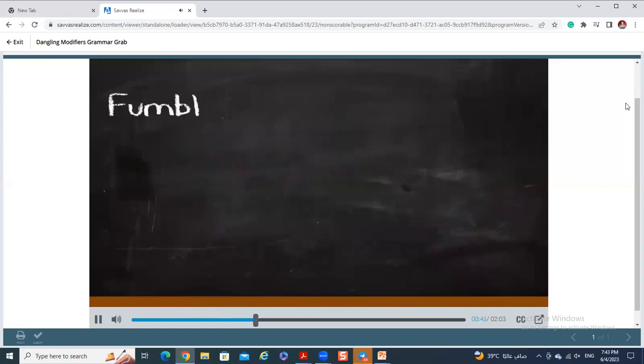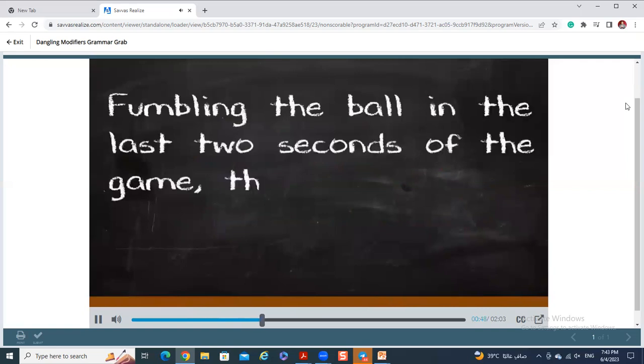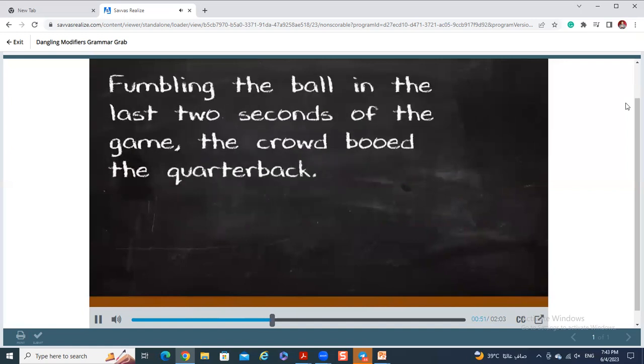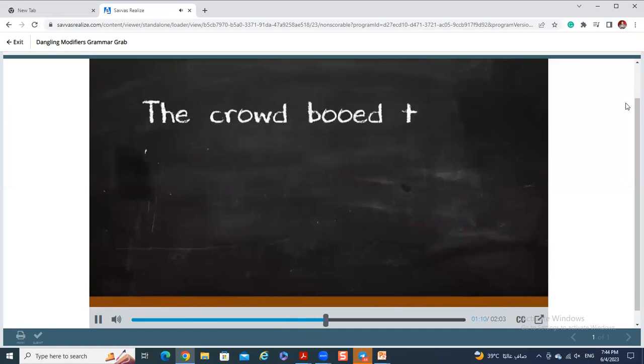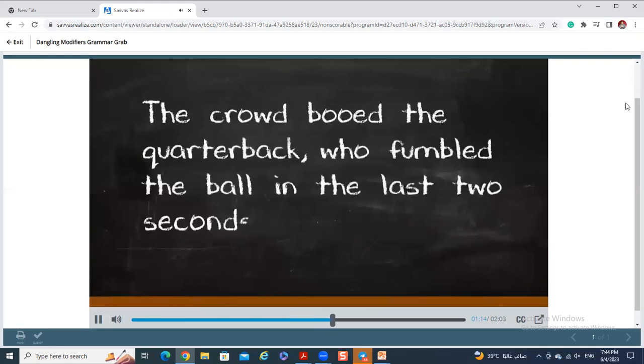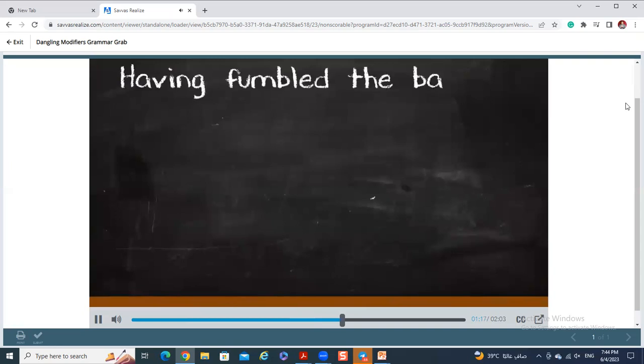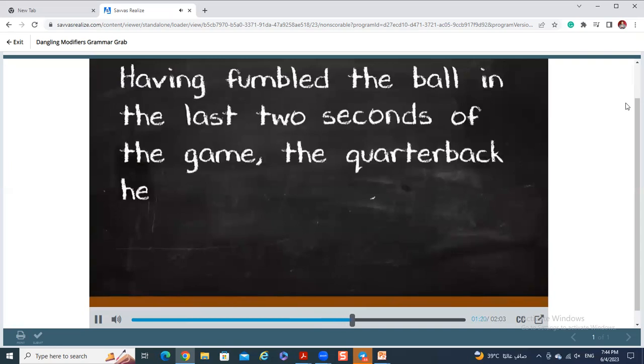Here's an example. Fumbling the ball in the last 2 seconds of the game, the crowd booed the quarterback. As written, the sentence suggests that the crowd had fumbled the ball. Could happen, or maybe not logically. We can say the opening modifier dangles because it refers to the crowd, not to the quarterback. Here's a couple of ways you could fix the sentence. The crowd booed the quarterback, who fumbled the ball in the last 2 seconds of the game. Or, having fumbled the ball in the last 2 seconds of the game, the quarterback heard the crowd's boos. Notice that these sentences solve the problem of a dangling modifier by making clear who was doing the fumbling.